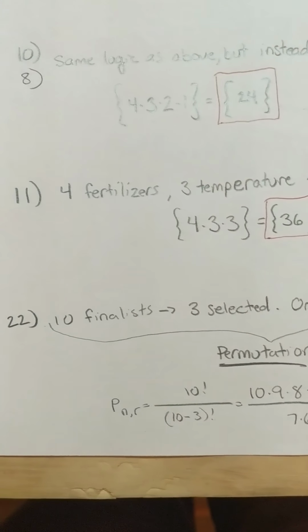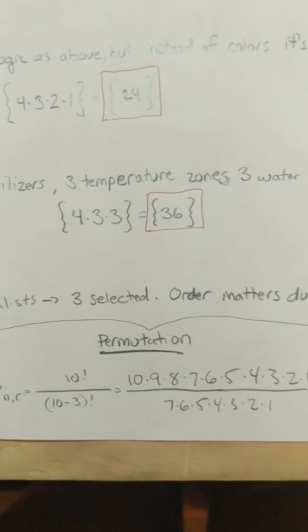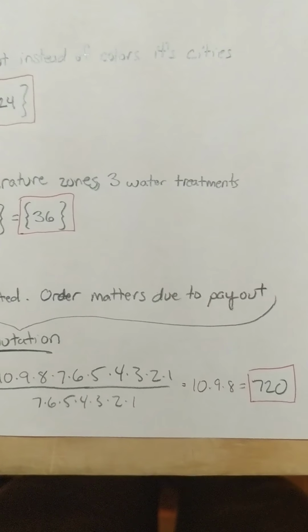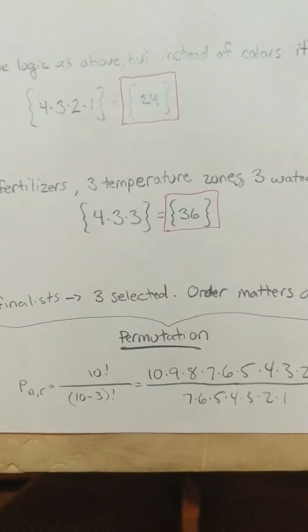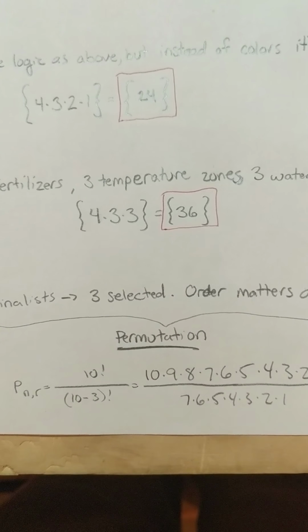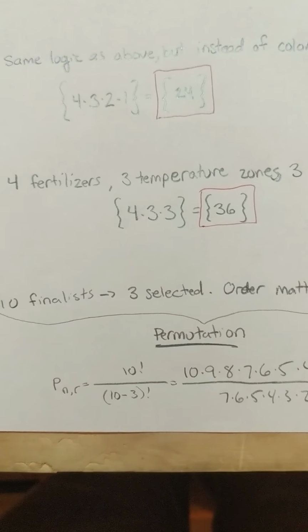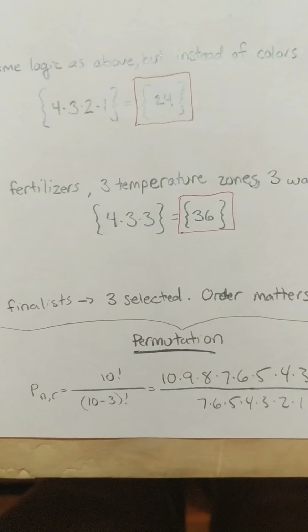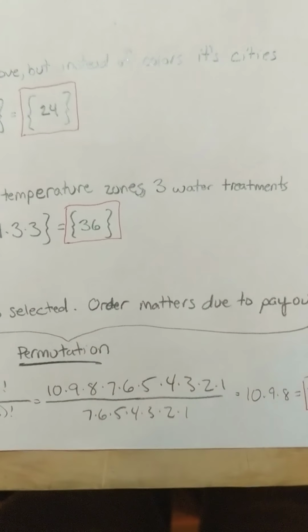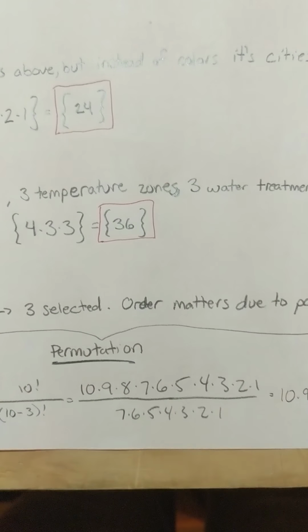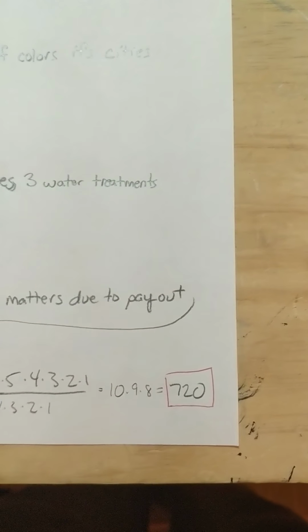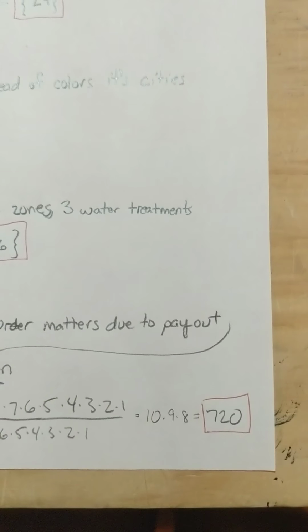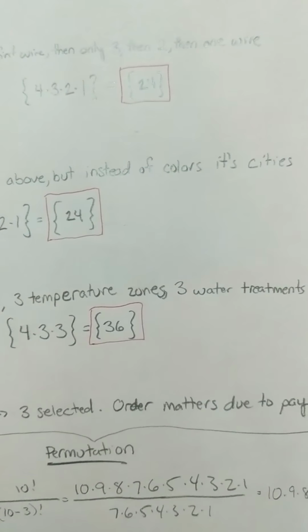Number 22, we had 10 finalists and 3 were being selected. The order mattered due to the payout. You had more money for the first selected, less money for the second, even less than the third. So that's what makes it a permutation. So out of 10, we're picking 3. Right here, I'm going to go ahead and cancel out the 7 factorial in the numerator and the denominator. So I'm just left with 10 times 9 times 8, or 720.